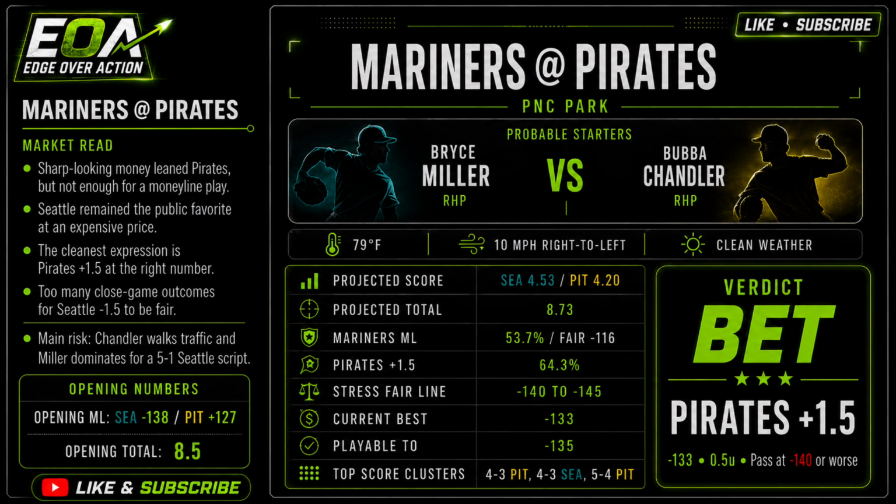At minus 133, Pirates plus 1.5 is playable. At minus 145, the edge is gone. So the final decision is we're going to bet this one Pirates plus 1.5 at minus 133 or better, half a unit size. Pass at minus 140 or worse.